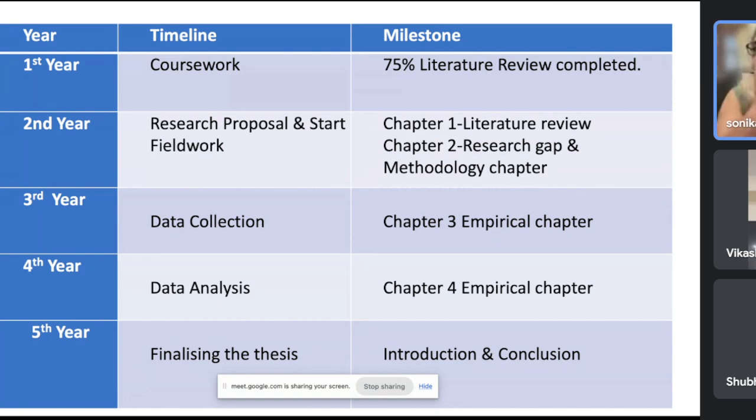So this is the format we follow in IIT Madras. There's a literature review chapter, there is a research gap and methodology chapter, then the 2 empirical chapters, and then you have a conclusion.